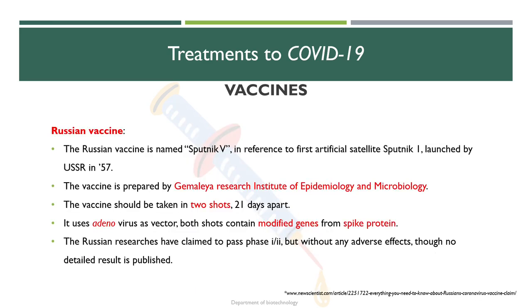And then the Russian vaccine, Sputnik V, standing on the fundamental theory of the Oxford vaccine. The Russian vaccine is named Sputnik V in reference to the first artificial satellite Sputnik 1, launched by the USSR in 1957. The vaccine is prepared by the Gamaleya Research Institute of Epidemiology and Microbiology. It uses adenovirus as a vector, and both shots contain modified genes from the spike protein. This should be taken in 2 shots 21 days apart. The Russian researchers have claimed to pass phase 1 and 2 without any adverse effects, though no detailed results are published.